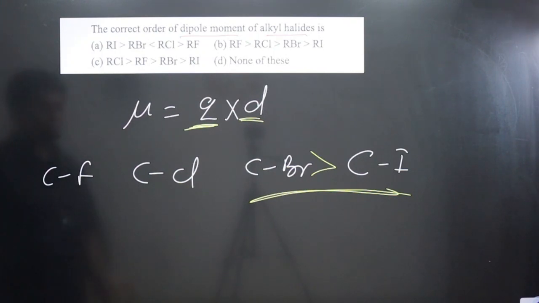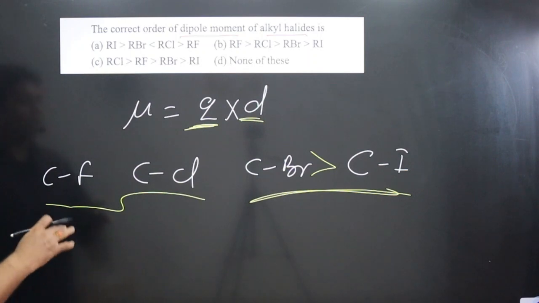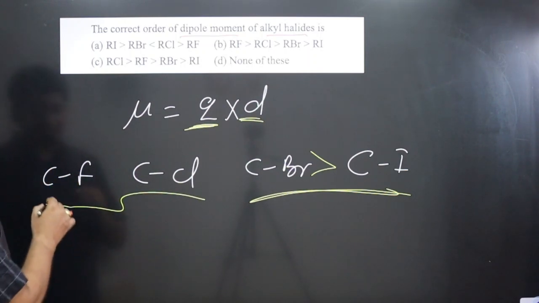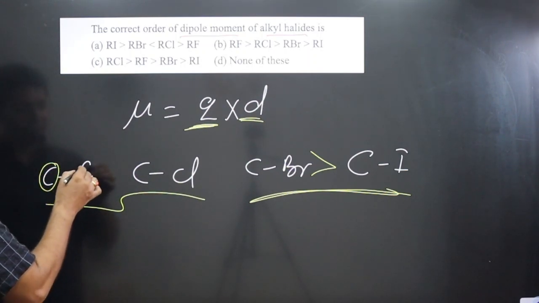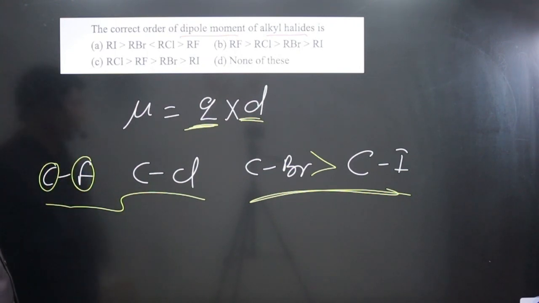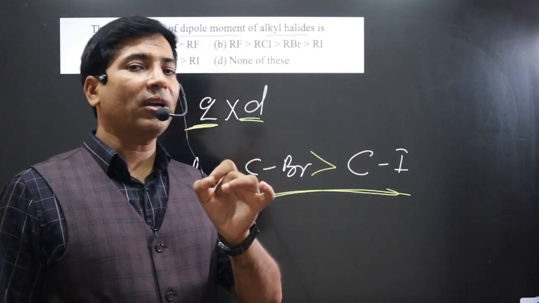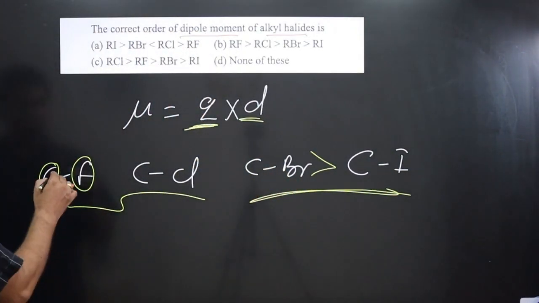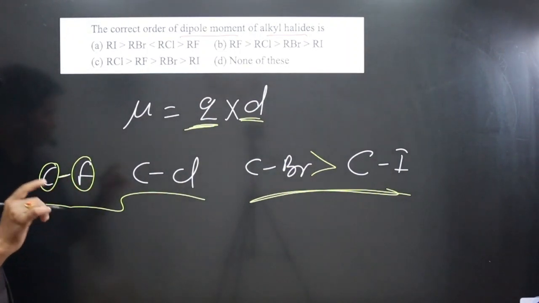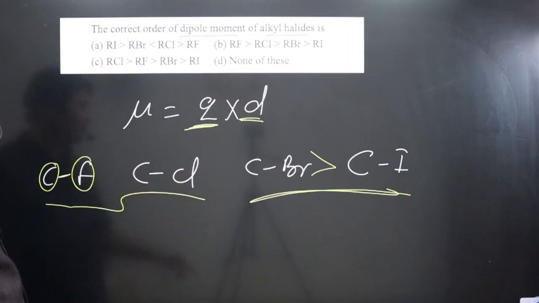Now we come to these two halides. Pay attention very carefully. If you look at the size of these atoms, carbon is present in the second period and fluorine is also present in the second period. Both have a smaller size, and when the size is smaller, proper fitting will be there, hence the bond length will be very small. So if the bond length is very small, then the dipole moment will be decreasing.